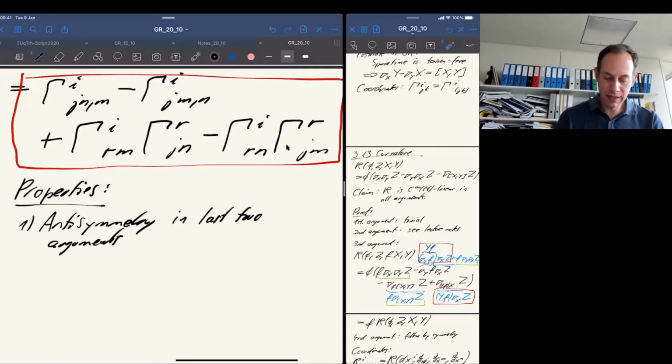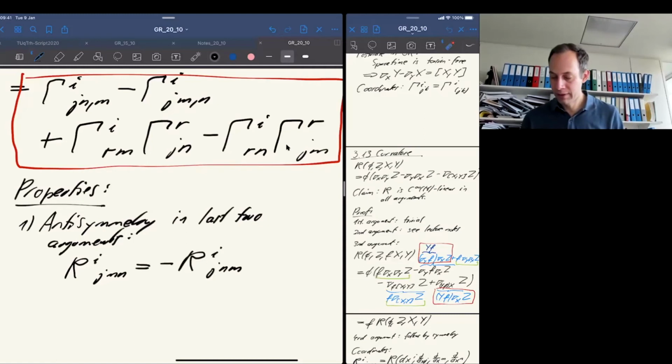So what I mean by that, obviously, is just in components, that if you have an expression like that, then it's equal to R_{IJM} with the last two arguments flipped. And okay, I don't think I have to explain that more. Just look at this definition and you see that immediately.